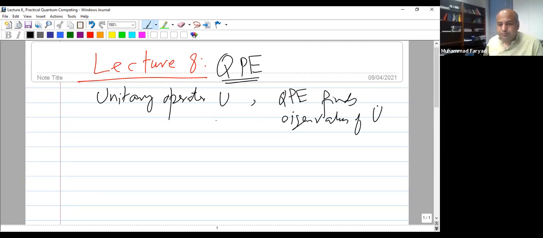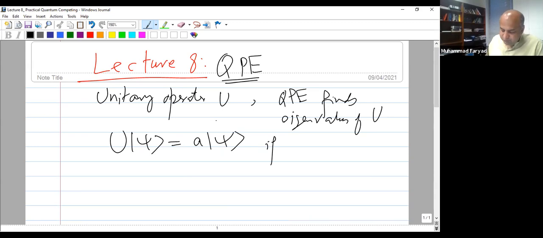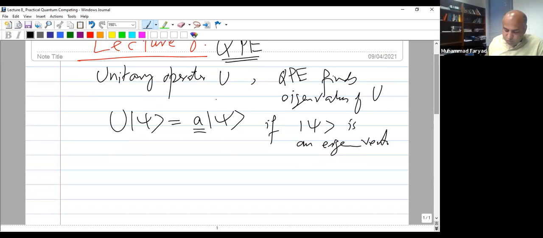of U. And just so that we know what a unitary operator is, if we apply, let's say, unitary operator U to some vector psi, what we get is an eigenvalue times that vector if psi is an eigenvector. So with the help of QPE, we can find this A. Some people use this symbol small u for the eigenvector, and maybe we can label this eigenvalue as A sub u like this. So it's the same thing.